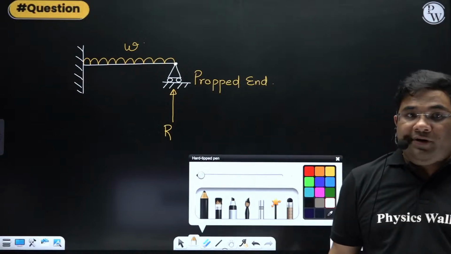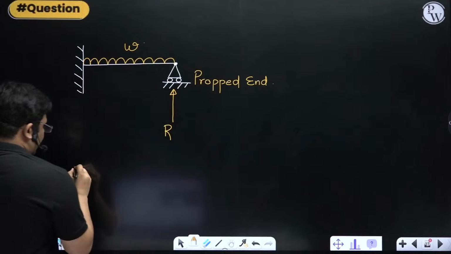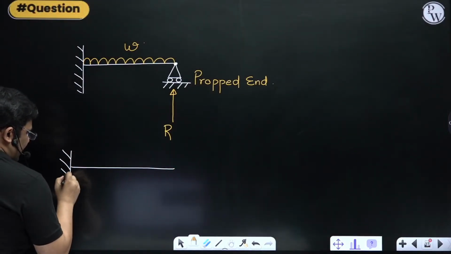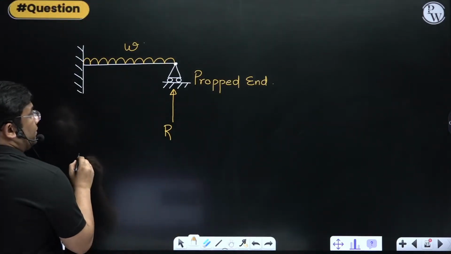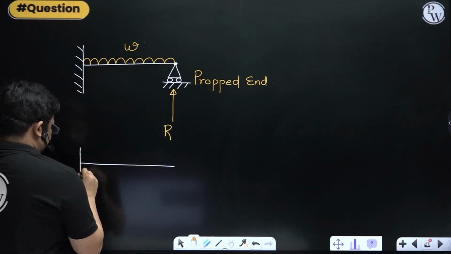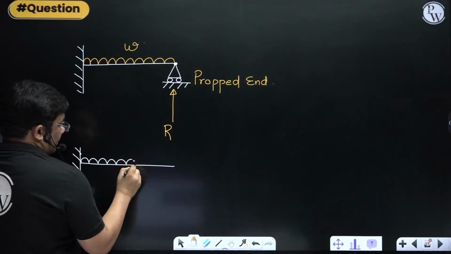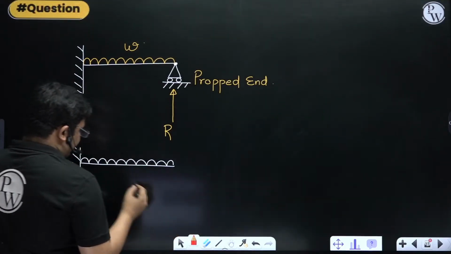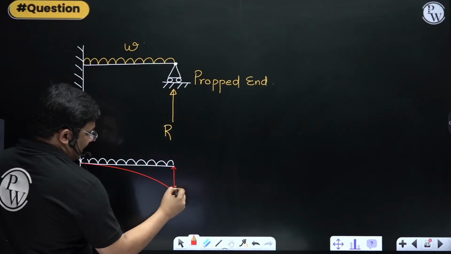What we can do is take two combinations. There is a UDL acting like this, and due to this UDL, this beam should deflect like this, right?